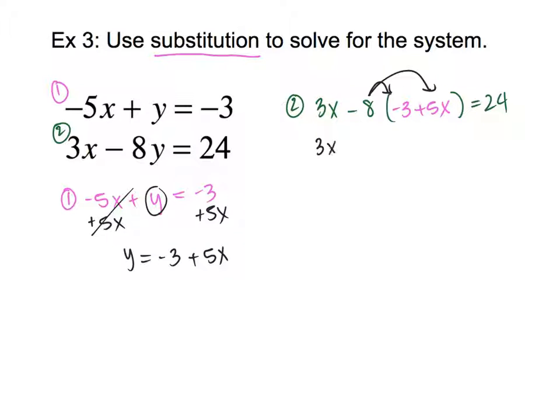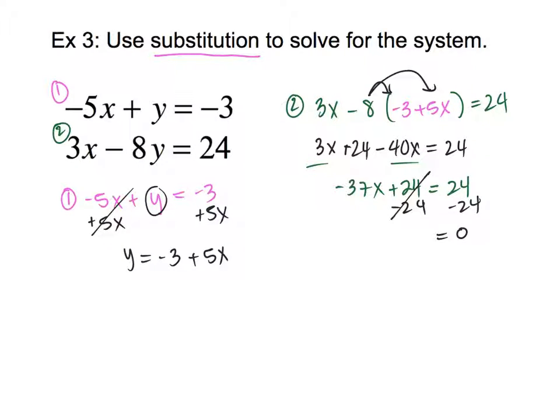So from here, I would bring down the 3x. -8 times -3 is positive 24. -8 times 5x is -40x equals 24. These two are like terms, so 3 minus 40 is -37x. And then I have a 24 that comes down, and then I have 24 on the other side. So the x needs to be by itself. Maybe subtract over the 24 first, which makes it 0 on this side, which is kind of nice. And then I have -37 on this side, so I need to divide that off. That cancels. So x is equal to 0 divided by -37. When 0 is on top, that means this is going to equal 0. So my x here is equal to 0.